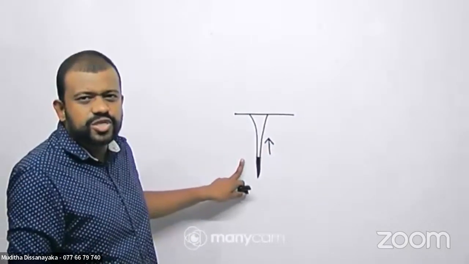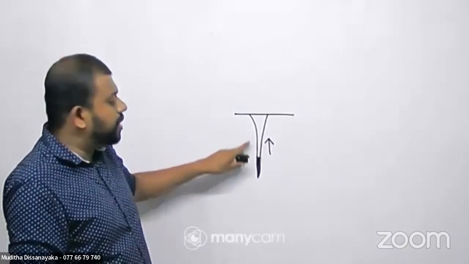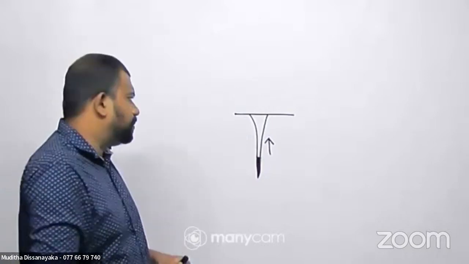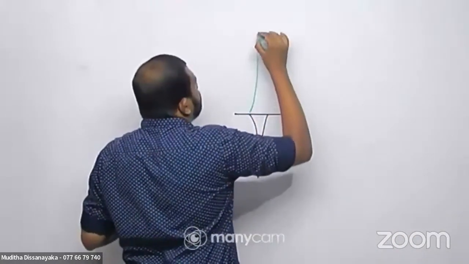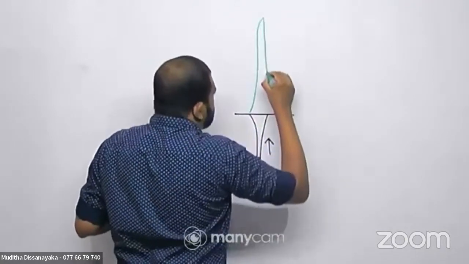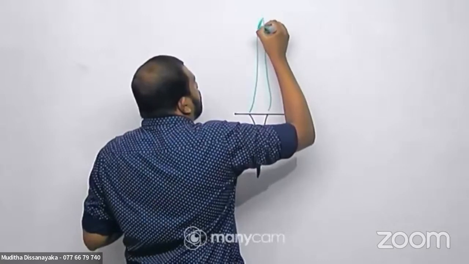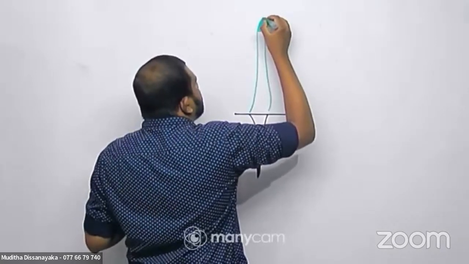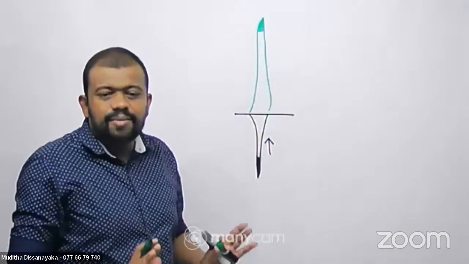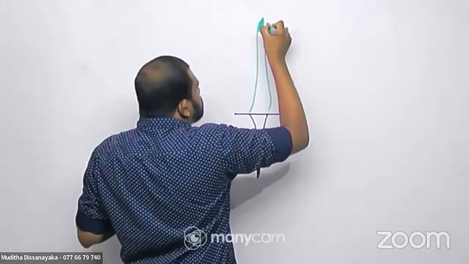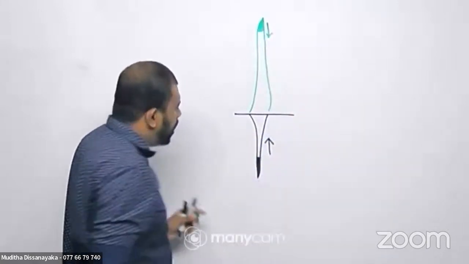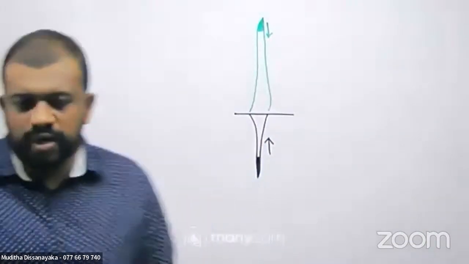When the roots are pushed upwards, what will happen to this part? Then there's the shoot. I'll take a different color, green, for the shoot. From this one, new cells are produced. Here also there are a lot of branches, and the same thing happens. New cells are produced and pushed downwards. As a result of both these actions, what will happen?